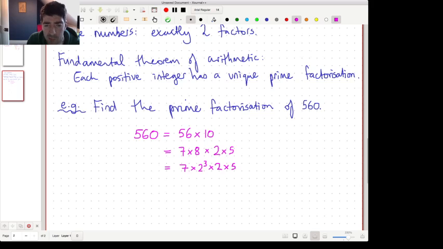There we go, and then we'll put it in index form and in ascending size of primes. So the smallest prime is 2, and we've got 4 of them in our product, times 5 times 7. So that's 16 times 5, which is 80, times 7, which is 560. Okay, nice and easy. That's all we're going to do today.